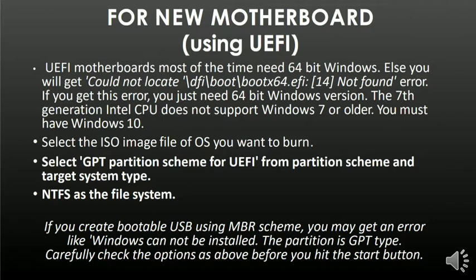Select the ISO image file of the OS you want to burn. Select GPT partition scheme for UEFI from partition scheme and target system type. NTFS as the file system. If you create a bootable USB using MBR scheme, you may get an error like "Windows cannot be installed. The partition is GPT type." Carefully check the options as above before you hit the Start button. Let's start.